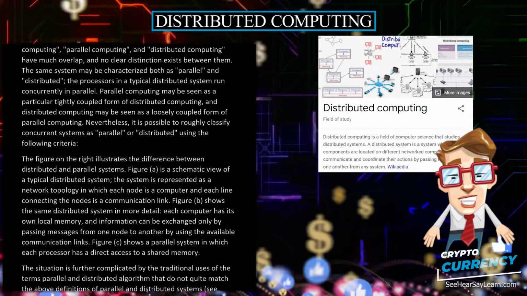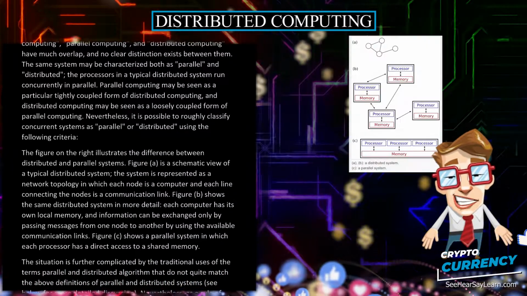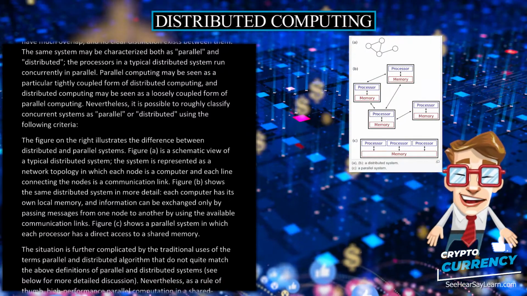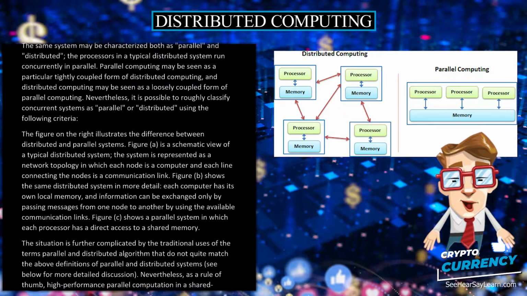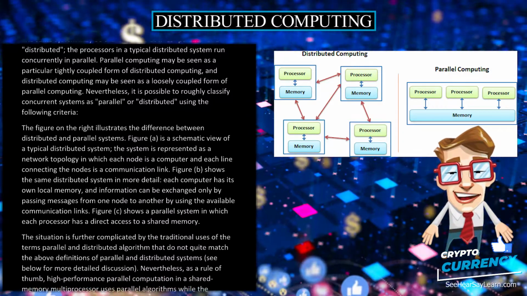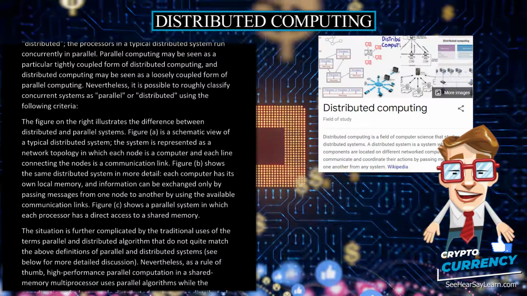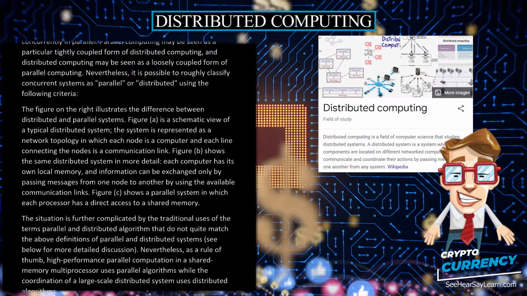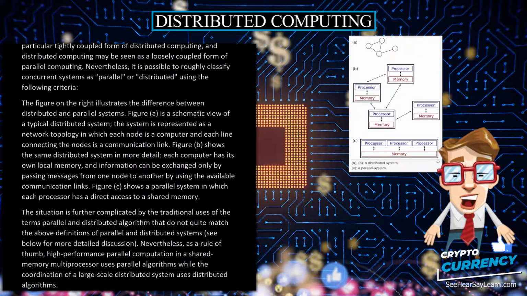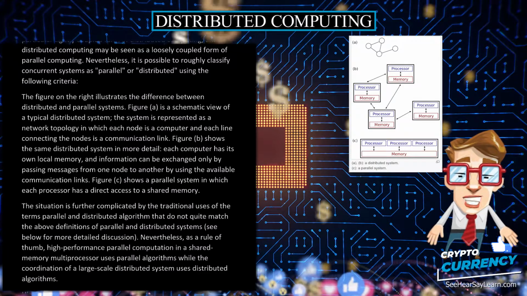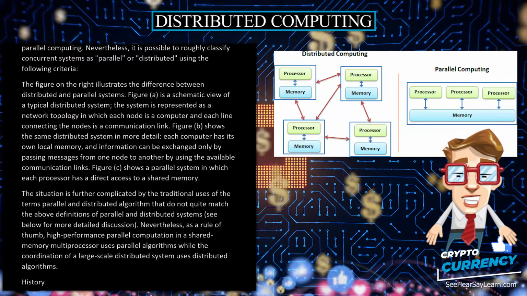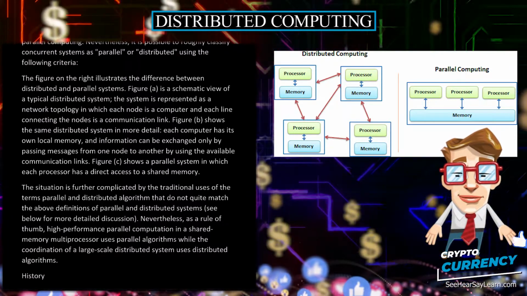Figure A is a schematic view of a typical distributed system. The system is represented as a network topology in which each node is a computer and each line connecting the nodes is a communication link. Figure B shows the same distributed system in more detail. Each computer has its own local memory, and information can be exchanged only by passing messages from one node to another by using the available communication links.